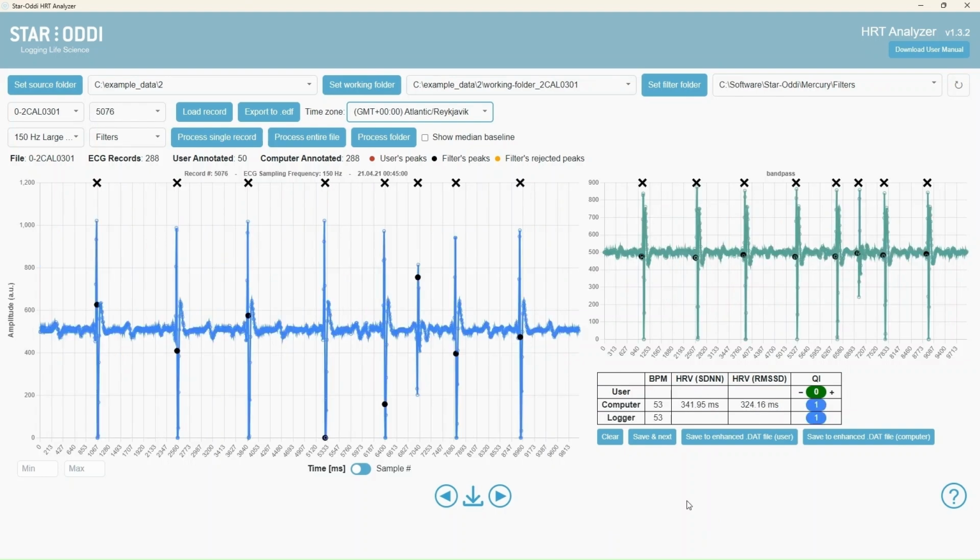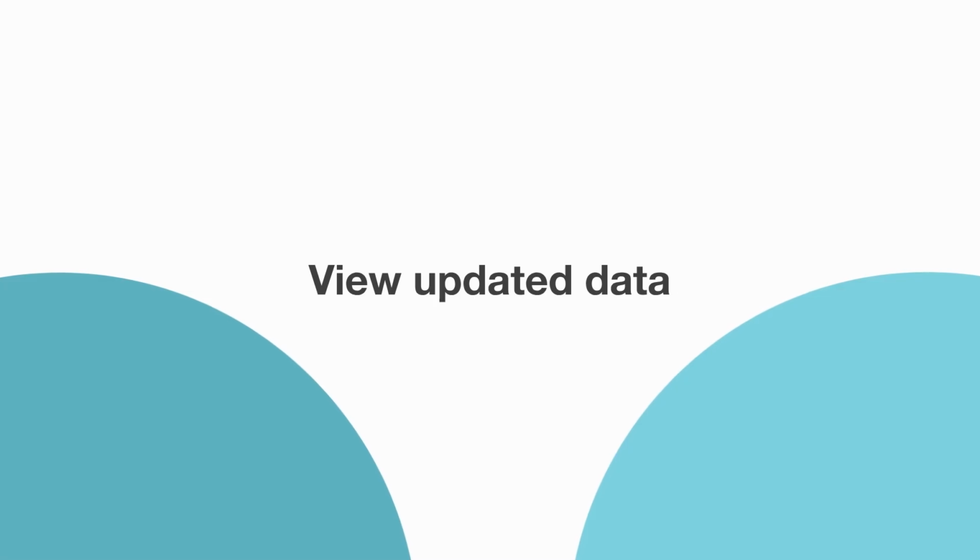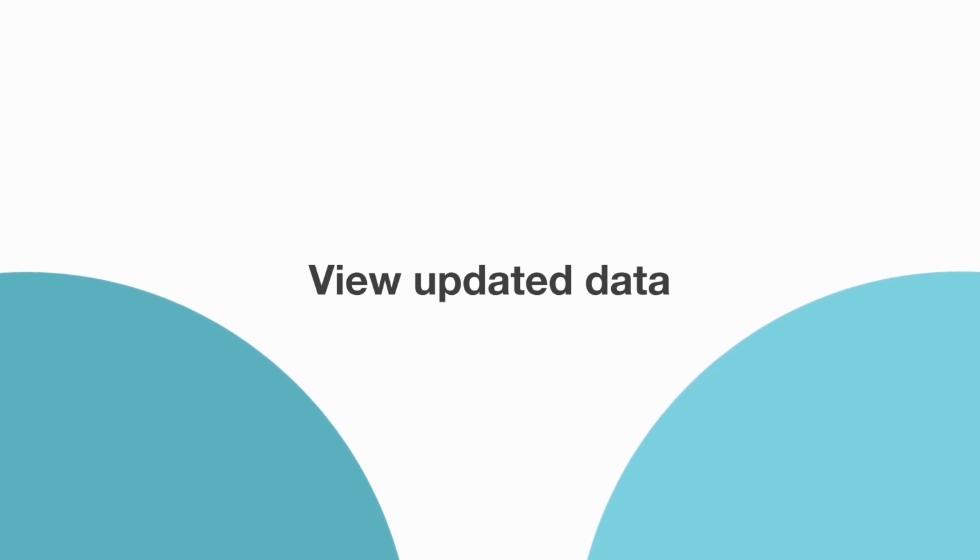Finally, in this example, the computer's annotation can be validated, and one extra peak is rejected. Again, excluding this peak won't change the heart rate much, but it will have greater impact on the heart rate variability. Now the data has been validated and regulated, let's view the updated data.